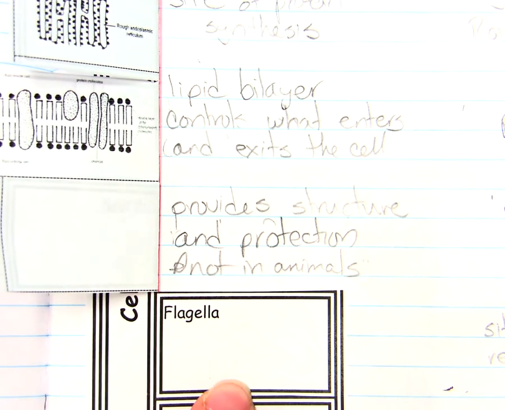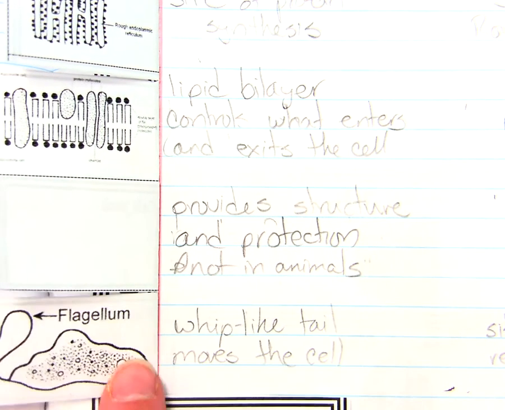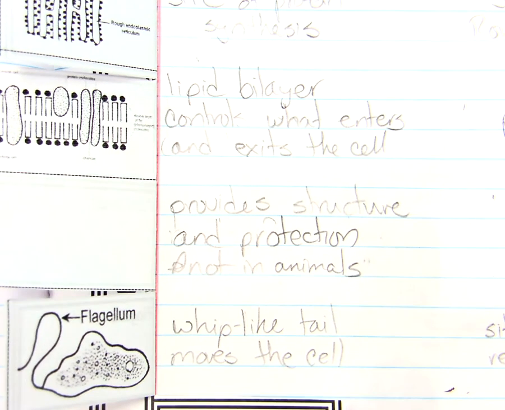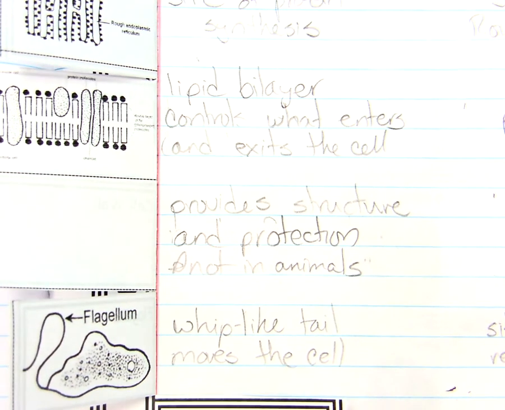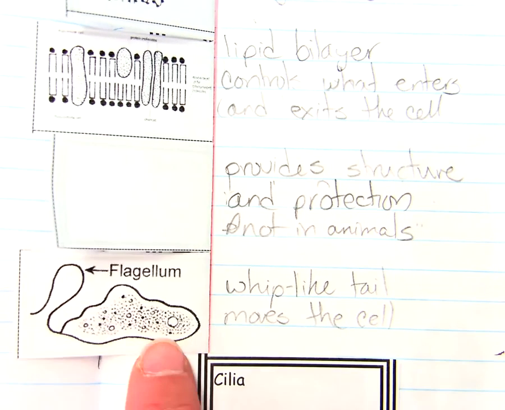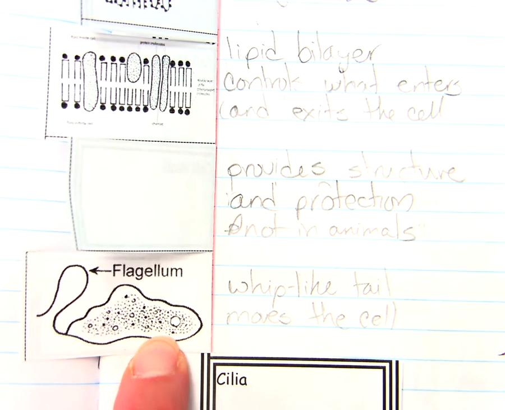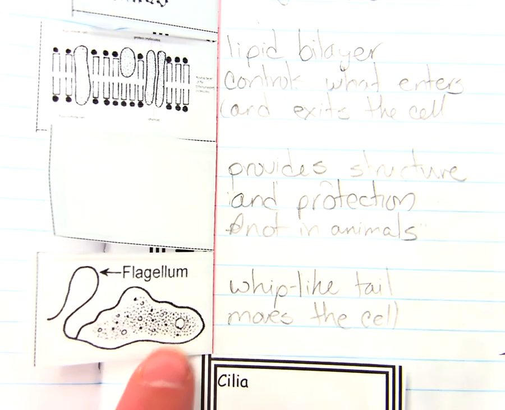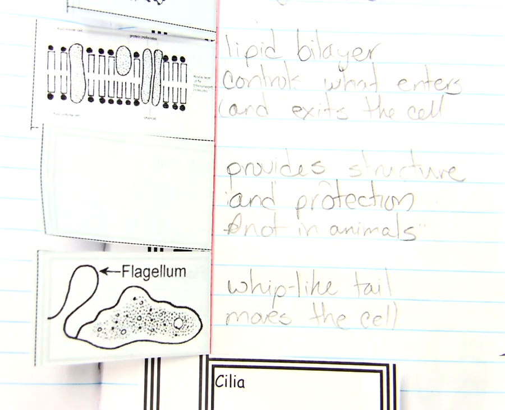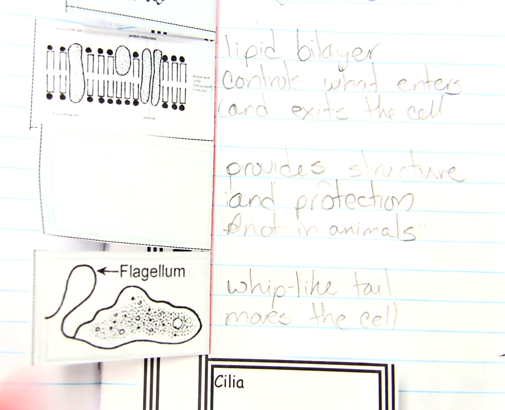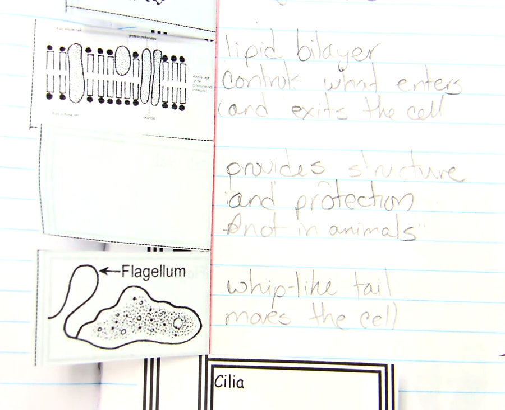Our next structure is a flagella. This is a whip-like tail found on a cell, especially when we have single-celled organisms. It helps move the cell. In your bodies, there are some cells in your lungs that have flagella on them. That's what helps when you cough, to help get rid of dirt particles and things like that in your lungs.